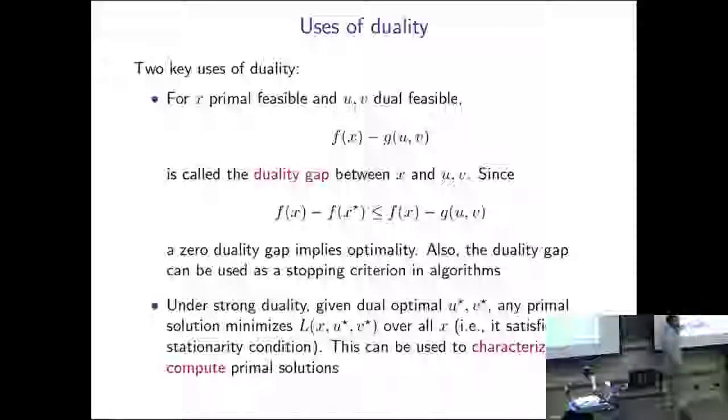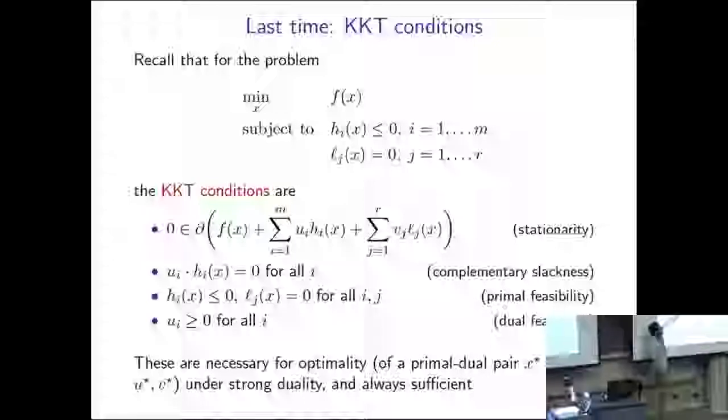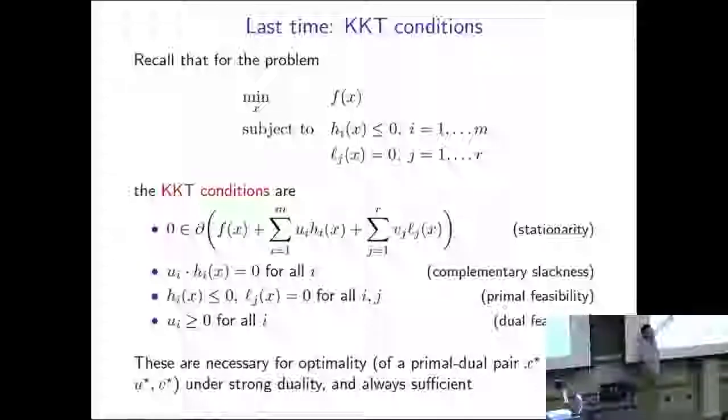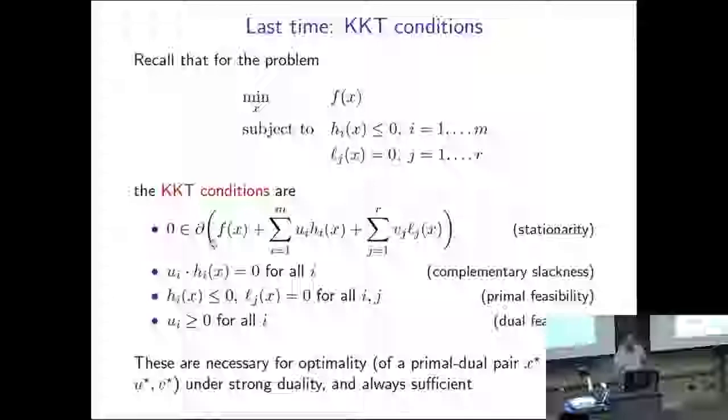Given an optimal dual solution, so let's suppose we were able to form the dual and solve the dual, and we had a dual solution U star, V star. This stationarity condition tells us that a primal solution, in fact any primal solution, must be given by minimizing the Lagrangian over all x once I plug in U star and V star. This characterizes primal solutions.